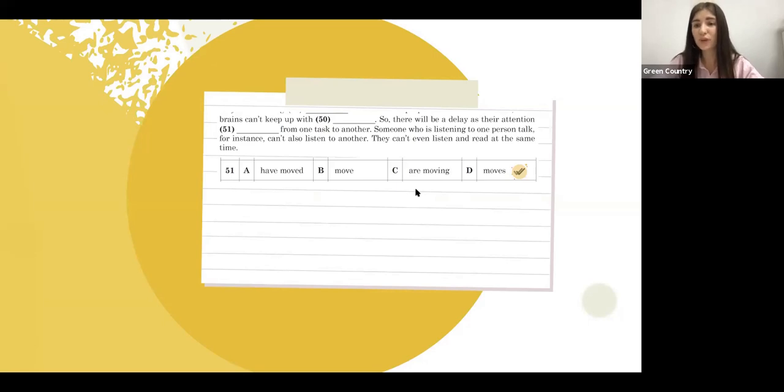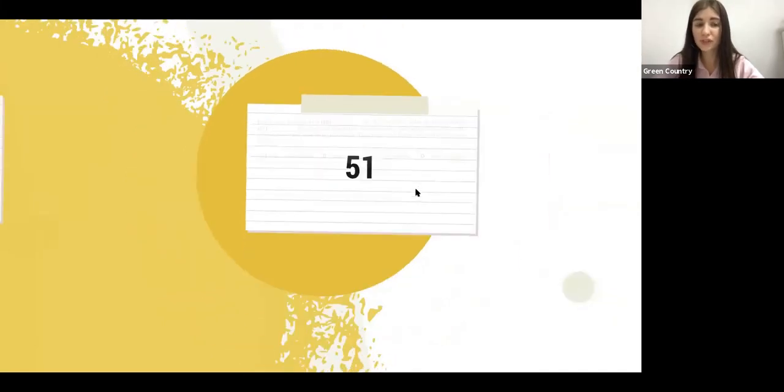Because if we have attention, we would change it to has moved, but we don't have any option like that. Have is used for I, you, we, and they. Move is not correct because we have to change to S. And are moving is used for plural nouns. Here we have a singular noun.